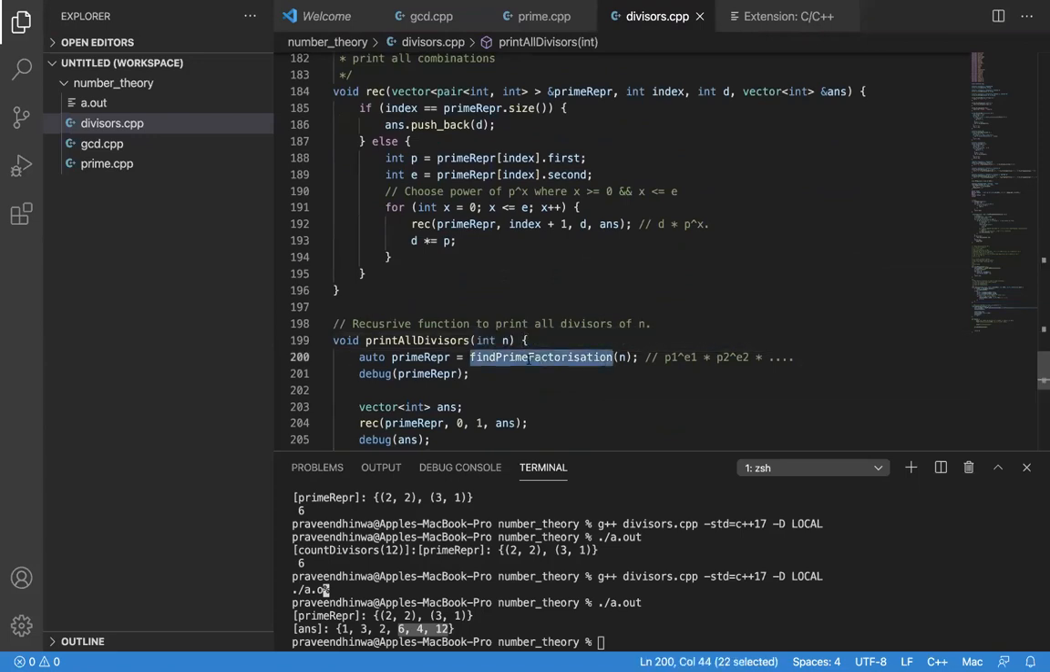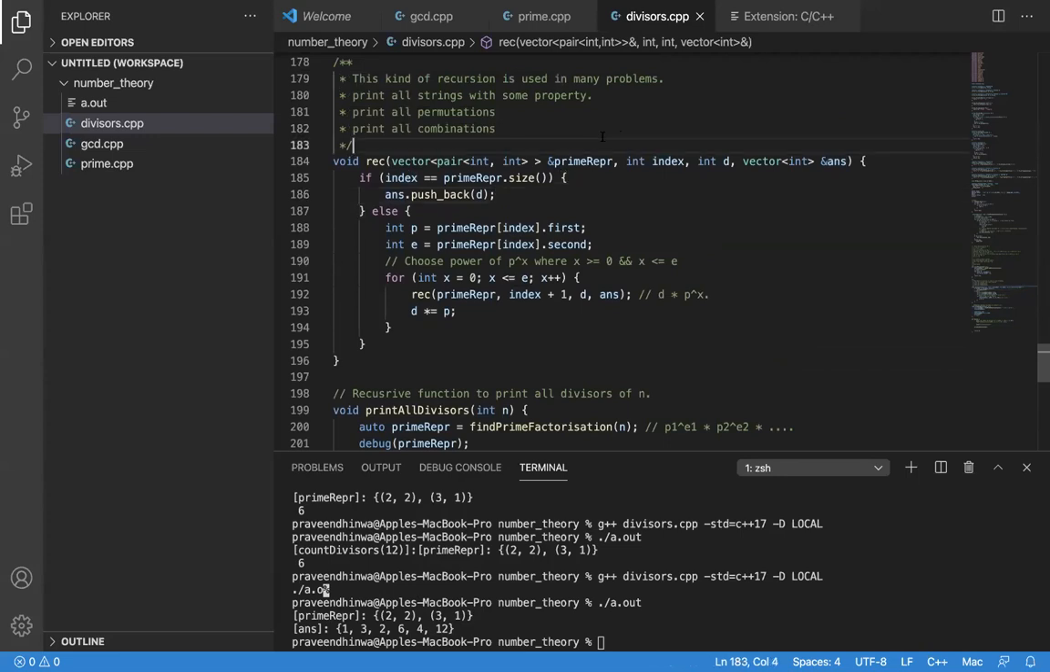So is this clear? We find the prime factorization of n. This will give you p1 power e1 times p2 power e2 and so on. So its output will be an array of this kind: 2, 2, 3, 1. This will be your prime representation. Now in the recursion, the prime representation and answer I'm just passing as placeholders, because their values are not changing. This index tells me at what position I am. Initially I'm at position 0.